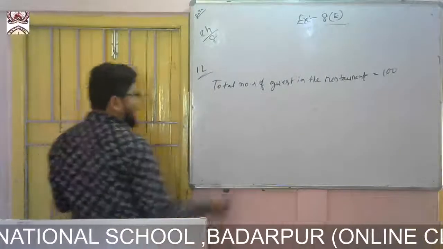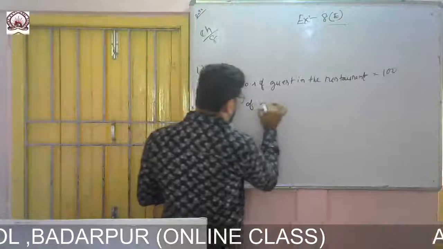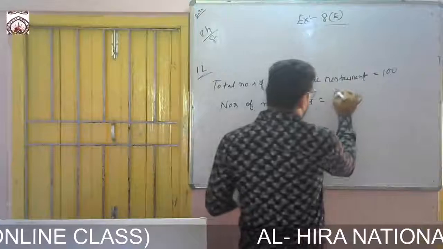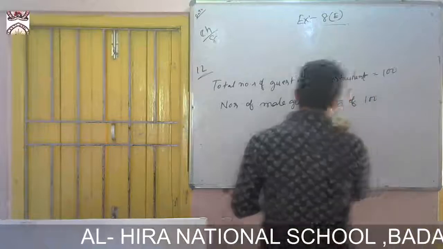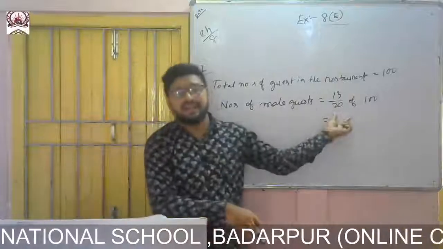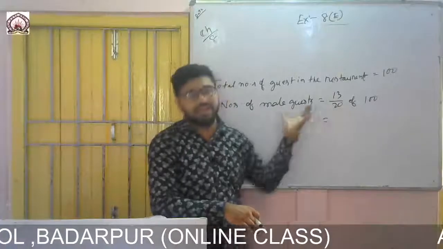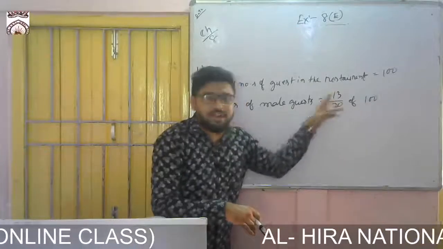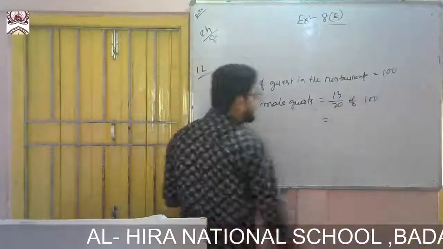So write, therefore, the number of male guests will be what? The fraction given is 3/20 of the total guests of 100. It will be 3/20 of 100. How? Because this is the fraction of the males. It is not given as the total number of male guests. It is given as the fraction of the males. So out of 100, 3/20 is the male.